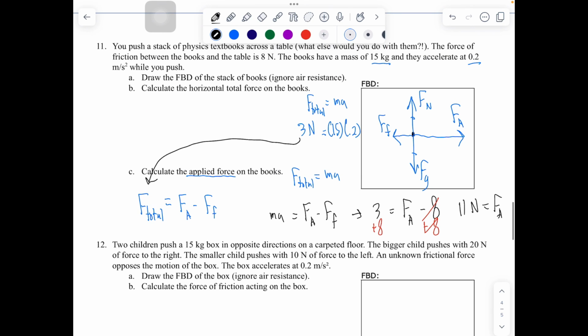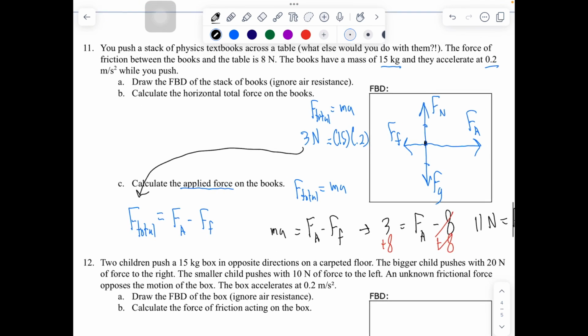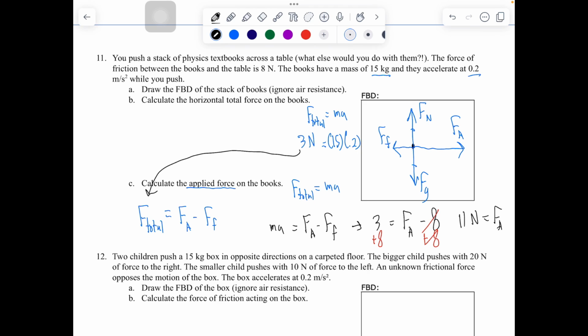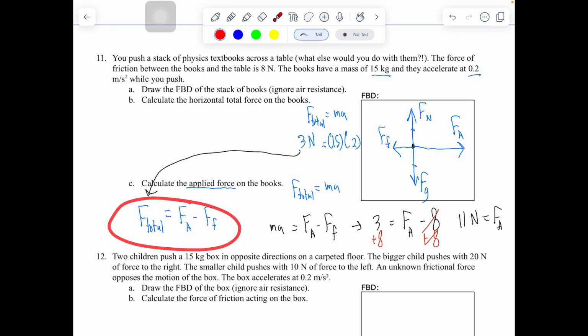Really, what I want to highlight with this problem is that for all of our questions, it is a good idea to draw your free body diagram, write out Newton's second law, and then write out your custom equation for the problem. Generally, you will be given the variables you need. So you will either have the mass and acceleration, and you can use that to find the total force, or you'll have the applied force and friction, and you'll use that to find the total force. Whatever total force you find, you're going to plug it into the other equation.